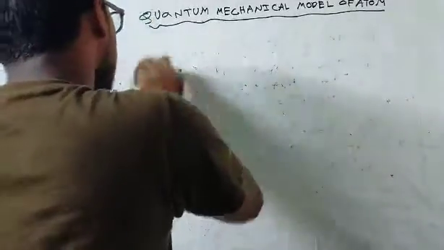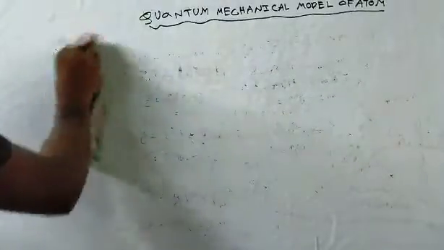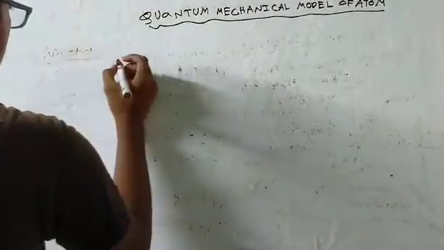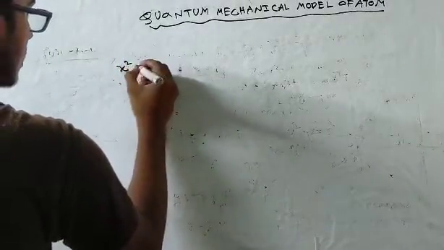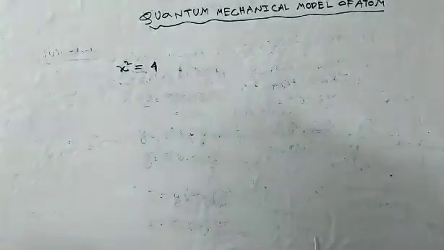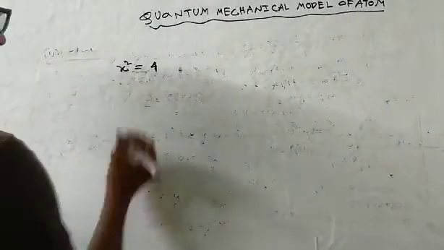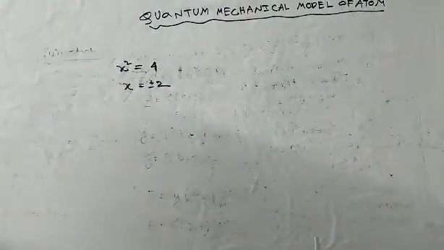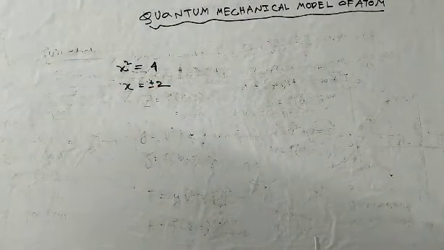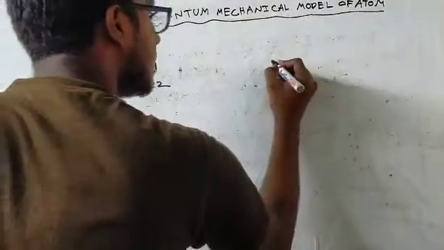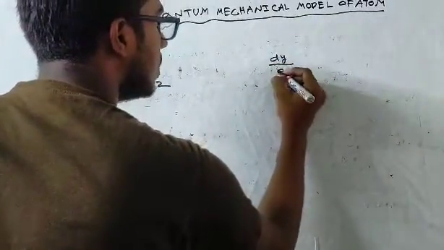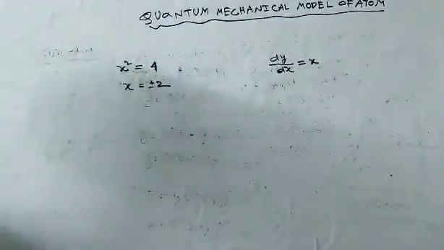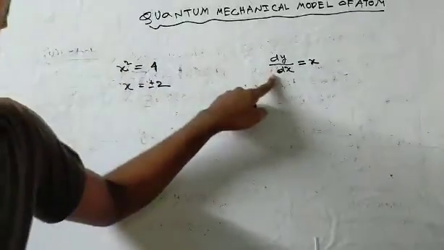In general, if I say x square equals 4, what will be the immediate solution of this equation? x equals plus minus 2. Now I am writing another equation. Let's say dy upon dx equals x. So this is also an equation and that is also an equation.